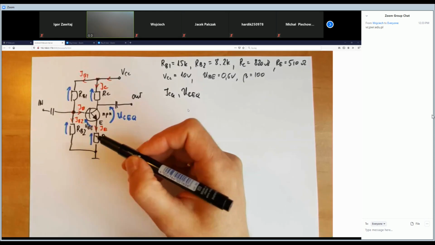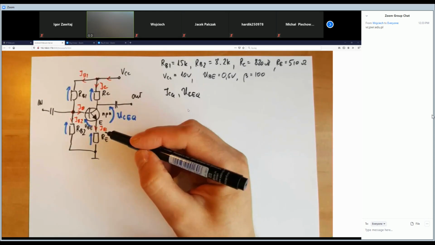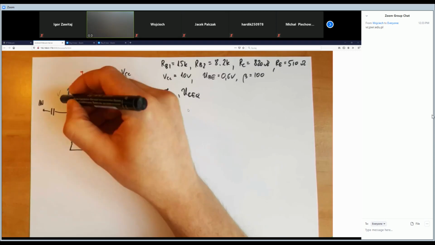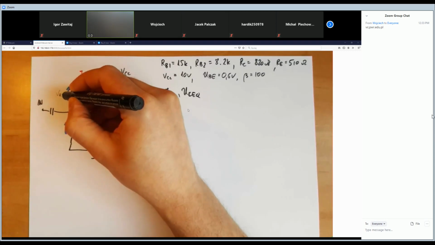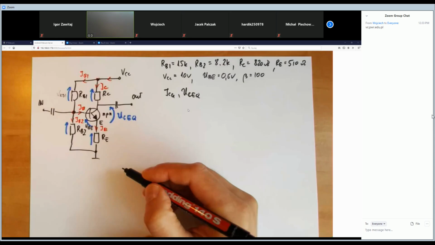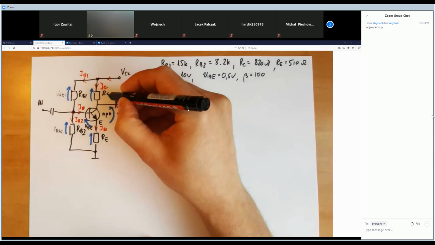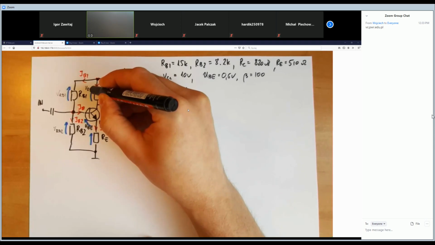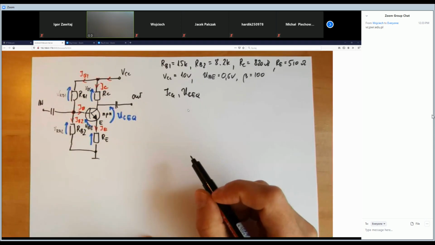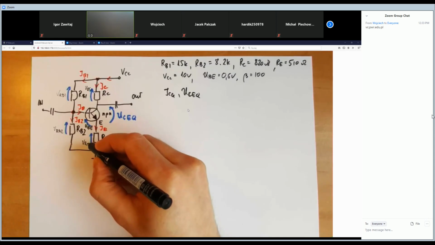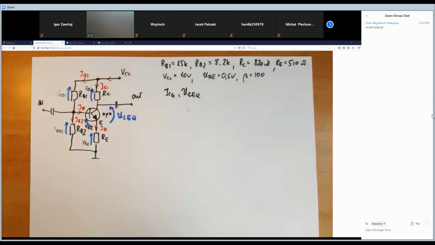All right. So let's continue. This is the voltage drop on the RB1. This is the VRB2. This is the voltage drop on the collector resistor, and this is the voltage drop on the emitter resistor. Great.